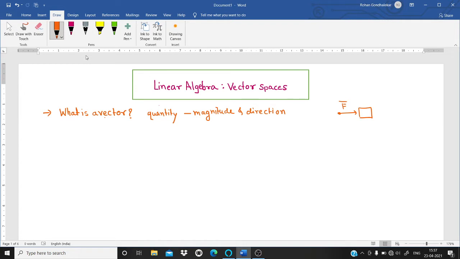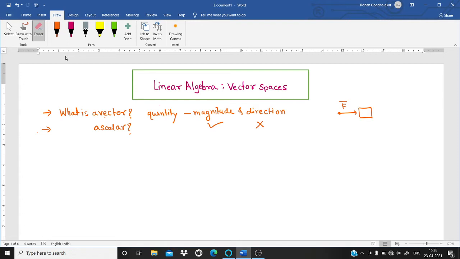Similarly, the current flowing through a circuit has a direction as well as some magnitude. Of course, when we study vector quantities, at the same time we can discuss scalar quantities. A scalar quantity has only magnitude and no direction. So the height of a person, or the room temperature, all these quantities are scalar.